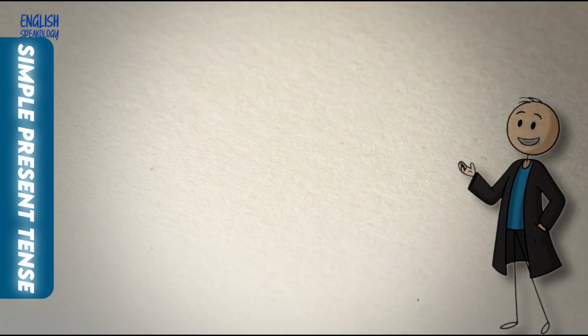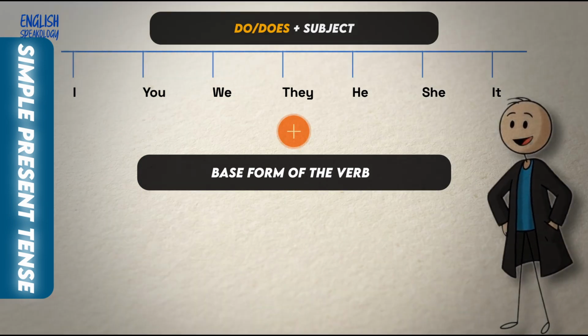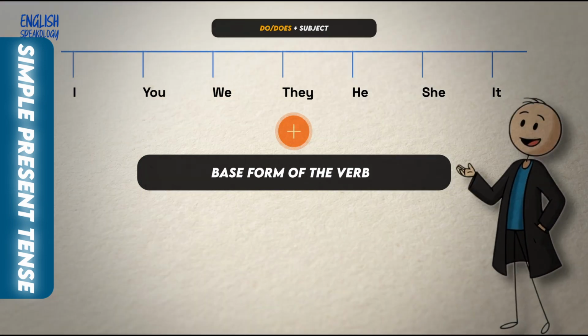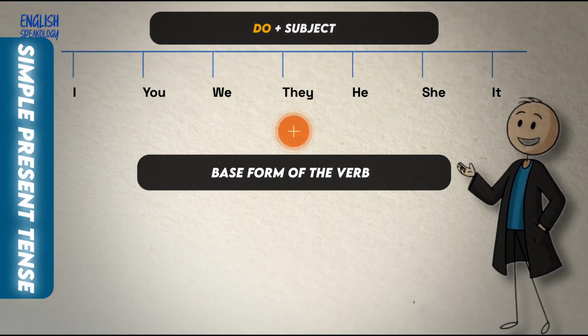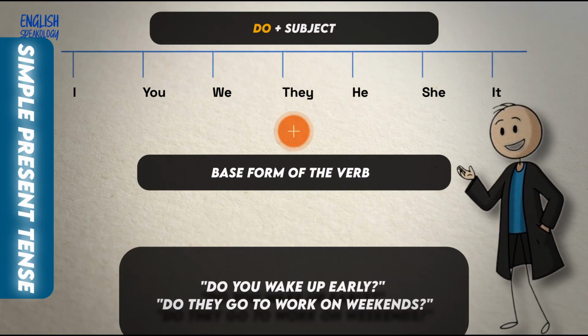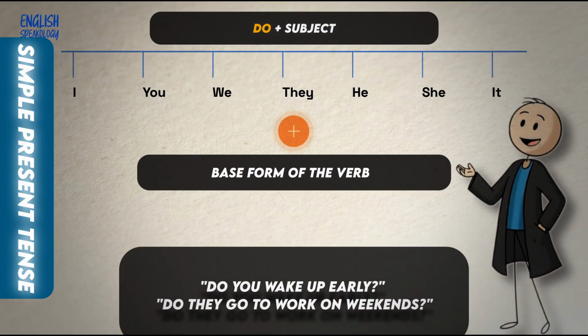To ask a yes or no question, simply start the sentence with do or does instead of putting them in the middle. For most subjects, I, you, we, they, you start with do. For example, do you wake up early? Do they go to work on weekends?